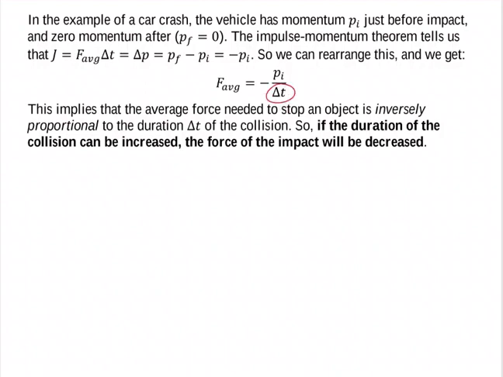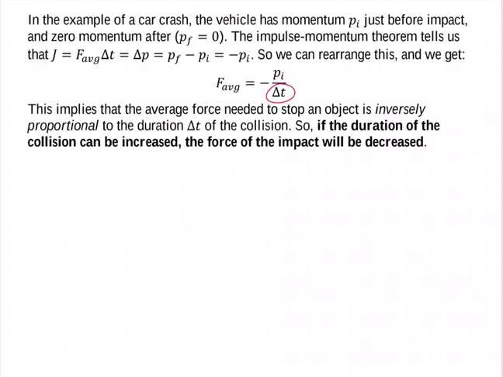Okay? So this implies that the average force needed to stop an object is inversely proportional to the duration of the collision. So if the duration of the collision can be increased, the force of the impact will be decreased. Okay? So all of these things that we have just talked about, the seatbelt, the airbag, the collapsing frame, all of those things are doing what? Extending the collision. They're extending the length of the impact. They're extending that duration. And that is creating a decrease in the force of the impact. And that is helping to save lives. Okay?